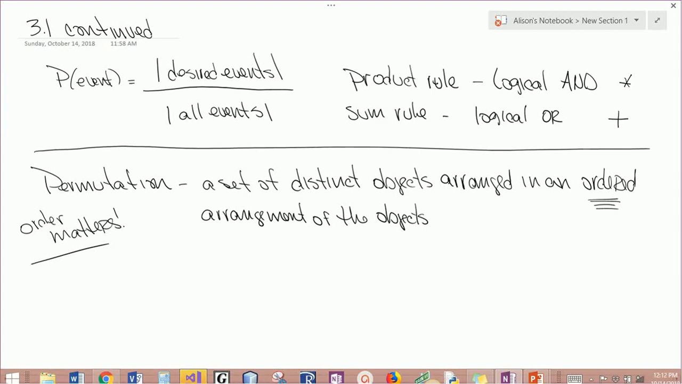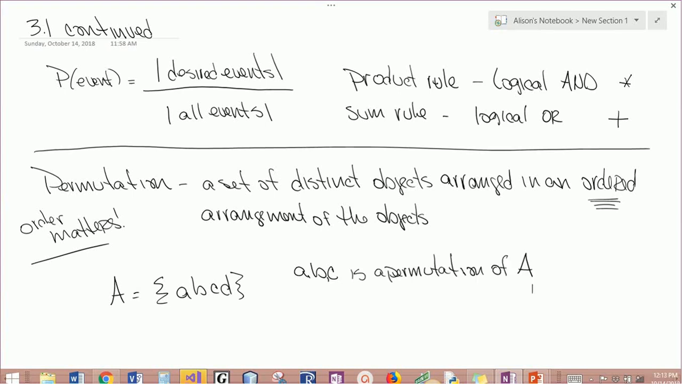So let's say, for instance, that I have some set A, and I'm going to make it A, B, C, and D. 4 elements in set A. We could say that A, B, and C, once again, these should all be comma separated, is actually a permutation of A. So if ABC is a permutation of A, actually it would be a 3-permutation of A, because I'm taking 3 of the elements out of my original set A. We could say that B, C, and A is also a permutation of A.